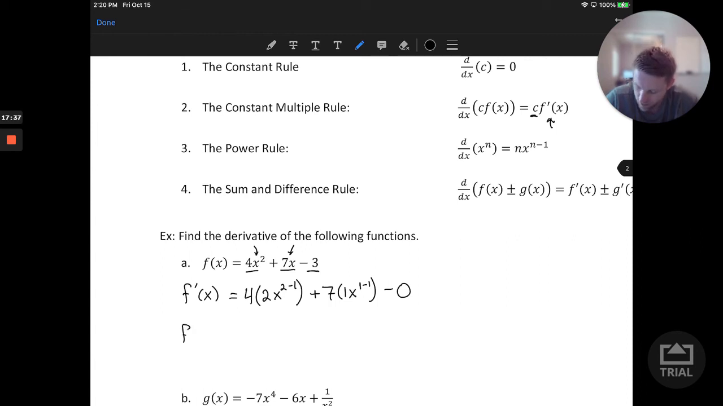So if I summarize this derivative and write it a little bit better, we have 4 times 2 is 8, x to the first power. And then the second term would become plus 7. 1 times x to the 0 power is still 1. And so we'd have 7, and then 0 does not get to come along. So this derivative here would be just 8x plus 7.